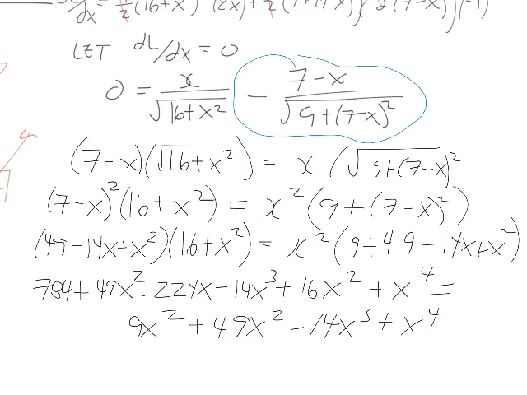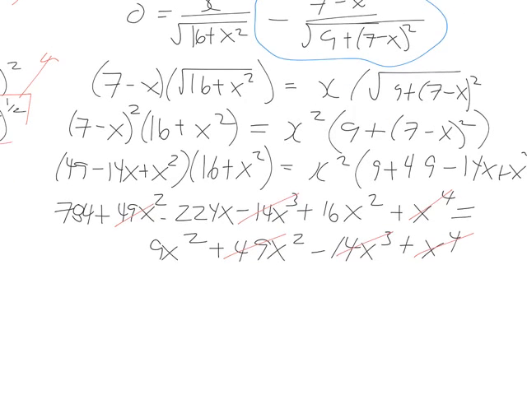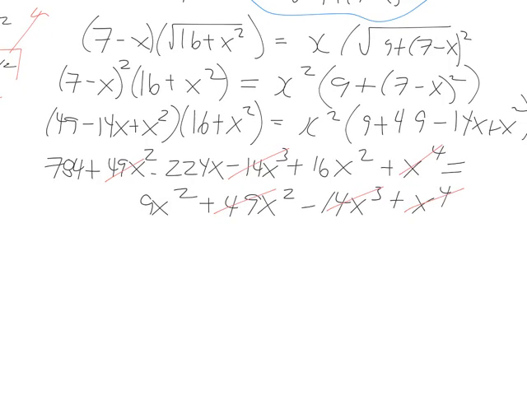Now I'm going to bring everything to the same side, and we see that the x to the fourths will cancel, the 49x squareds will cancel, and the 14x cubeds will cancel once it's brought over. All I'm left with is that 9x squared to bring across. So just moving around here, I end up with 7x squared minus 224x plus 784 equals 0.